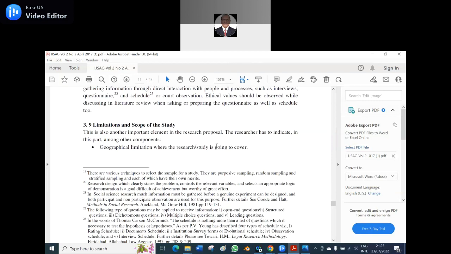When you go further, you will come across whatever hindrances or impediments or hurdles that you are going to face in it. So that would come under the limitations. Regarding the scope of the study, how far it is related to a particular person or the country or the students or the academicians or the advocates or, I mean, practitioners. So now let us see the geographical limitation, where the research study is going to cover.